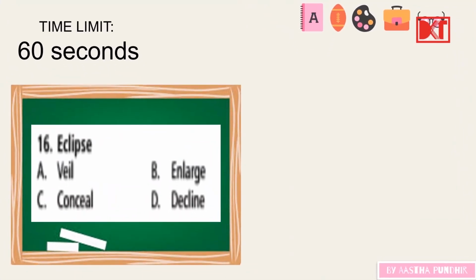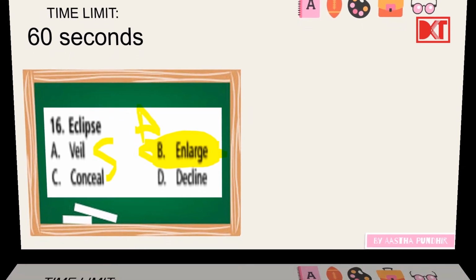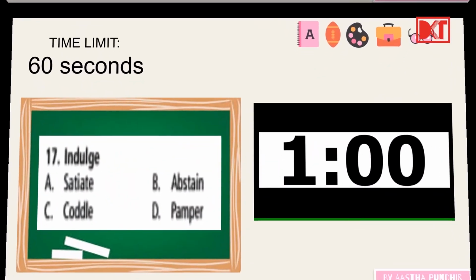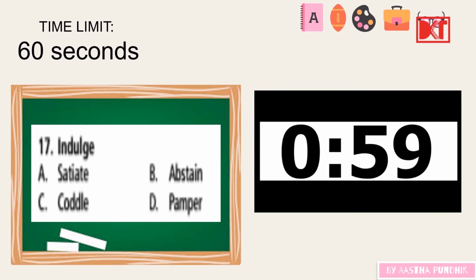Alright, the next word we have here is eclipse. The options are wheel, enlarge, conceal and decline. Okay, so here the opposite is enlarge. Enlarge is showing something, making it large, whereas the others, eclipse, wheel, conceal, decline, mean hiding something, decreasing something. Okay, these are synonyms. Enlarge is an antonym. So your time starts now.